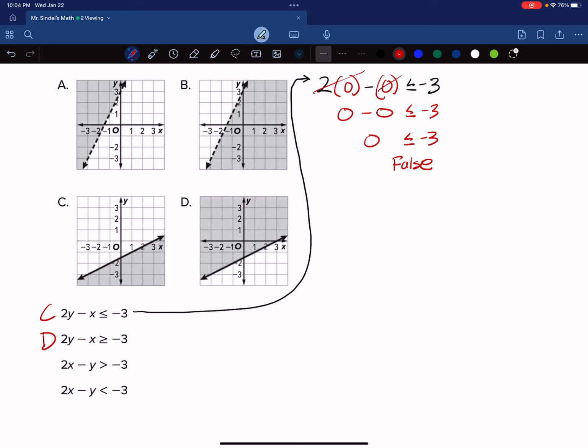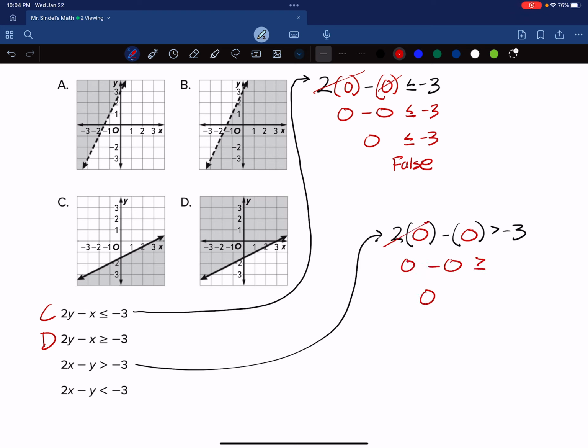Okay, let's try to do this problem right here. So this is going to be 2x minus y is going to be greater than -3. I'm going to plug in (0, 0) yet again. And did you know that 0 times 2 is 0, and 0 minus 0 is 0? I don't know why I added the equal to. Greater than -3. Is 0 greater than a negative? Yes, it is. That's a true statement.